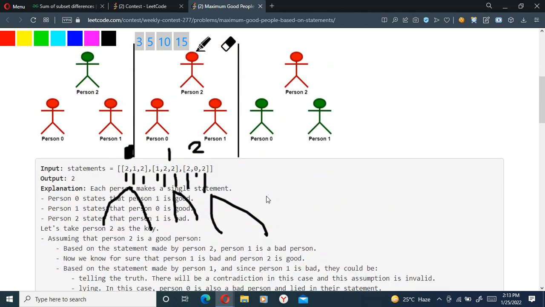So, this is the thing. If this guy is telling me a truth, right? What do I know so far? I know so far that if this guy is telling the truth, then all these guys' statements will be made null and void.